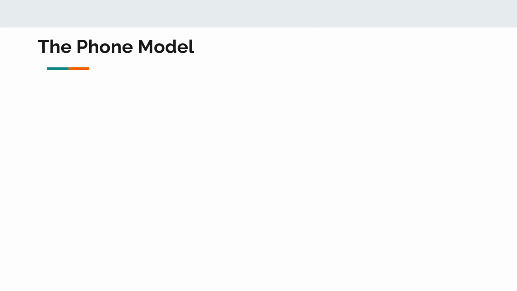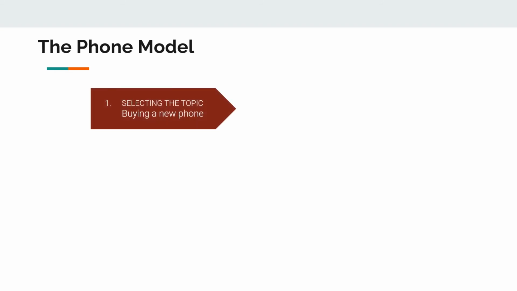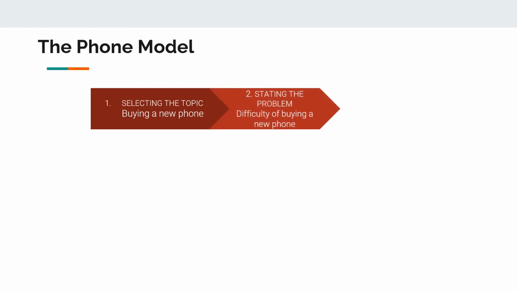Now let's just check whether we followed this process when we did that intense researching while picking out that new phone for ourselves. The equivalent to selecting a topic would be buying a new phone. The research question would be, how can I select a phone which is appropriate for me? Or as a statement, it is difficult to buy a new phone. What are the steps one can take to do this?